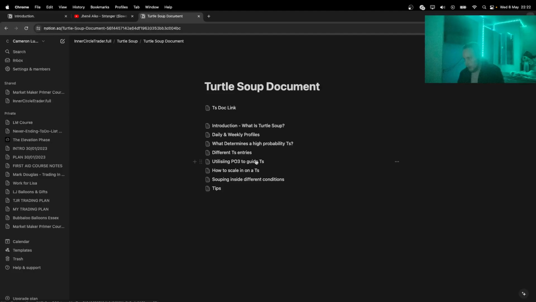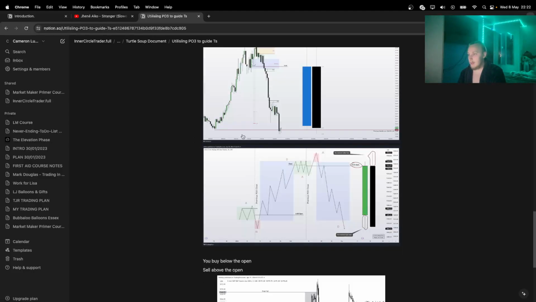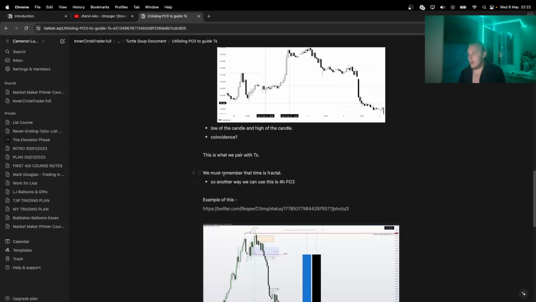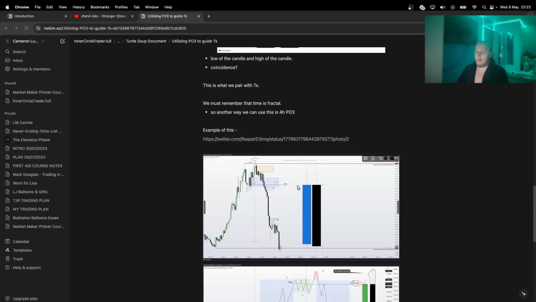And one thing I did want to go over was where we talk about time is fractal. Time is fractal. So another way we can use this is a 4-hour power of 3. Anyways, 4-hour power of 3.